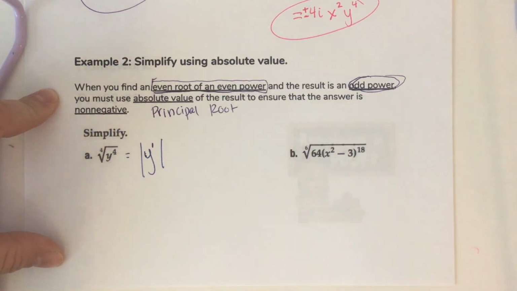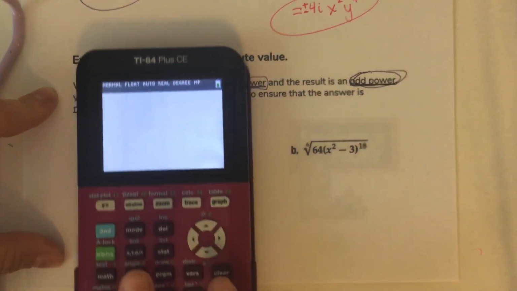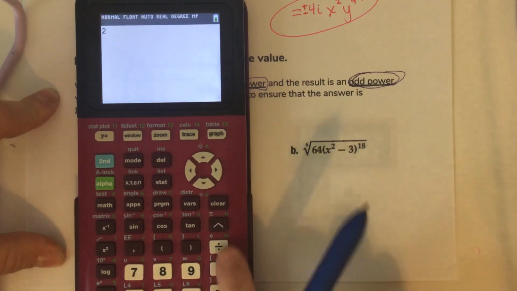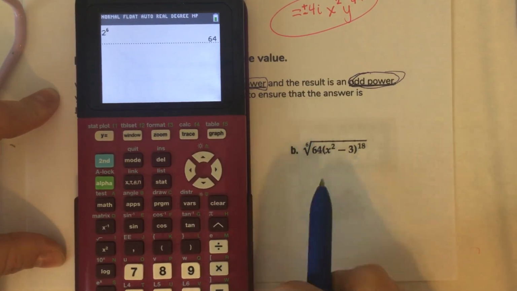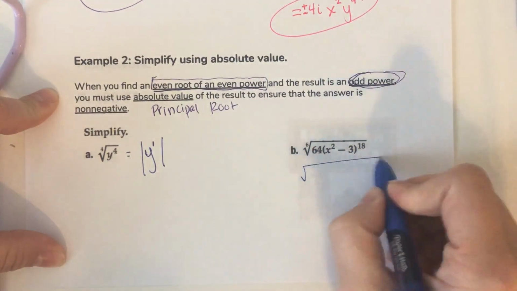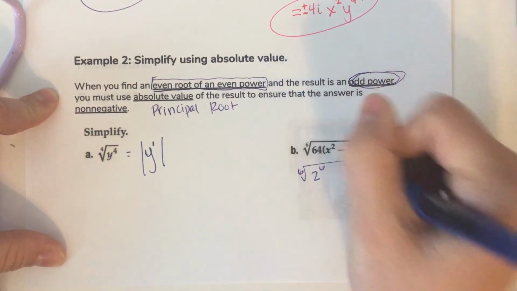I don't know my 6th roots off the top of my head, so I'm going to go ahead and get my calculator back out, and I'm just going to use that guess and check method. 2 to the 6th is 64. Ooh, imagine that right away. So I'm going to break this down again. I have the 6th root. I have 2 to the 6th power.